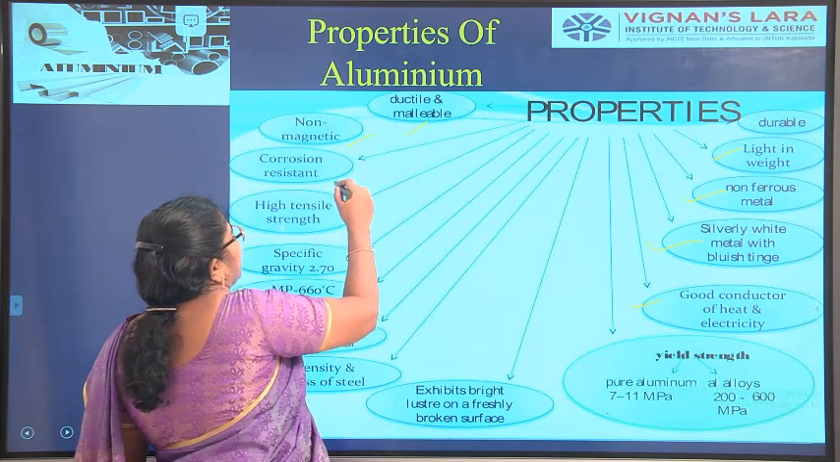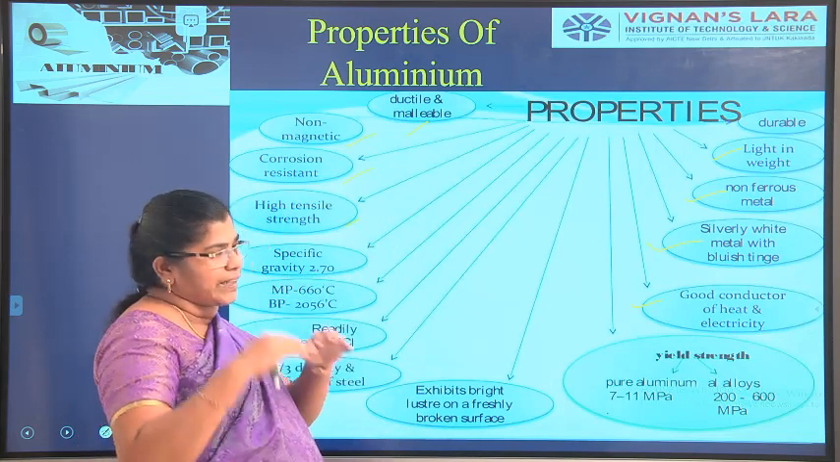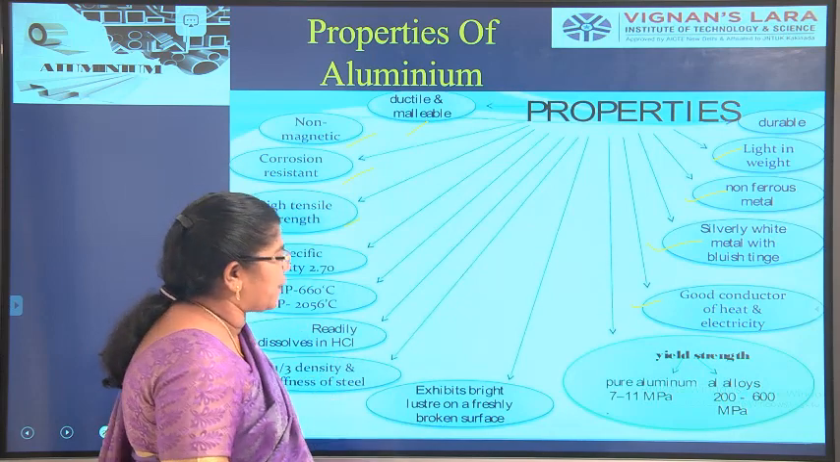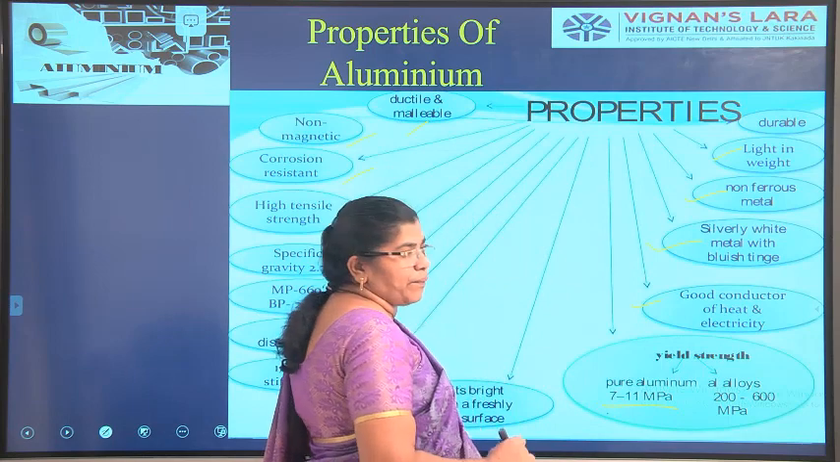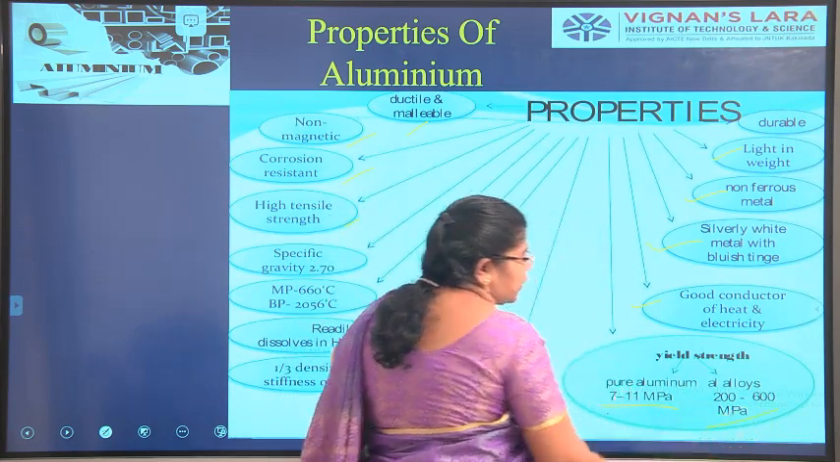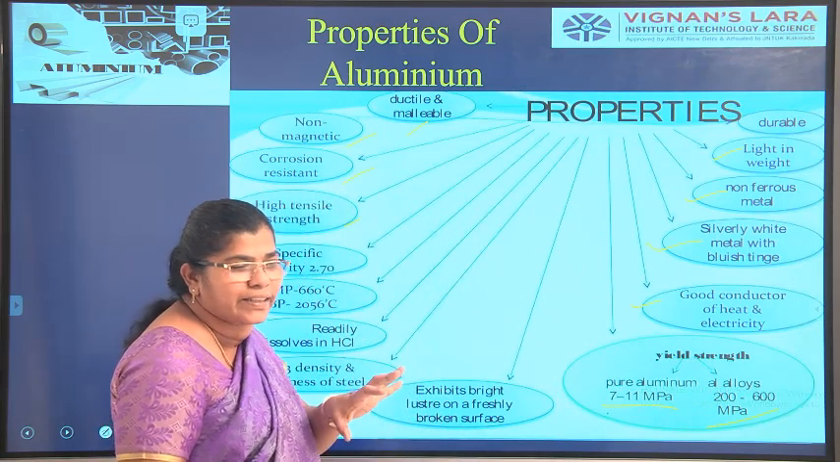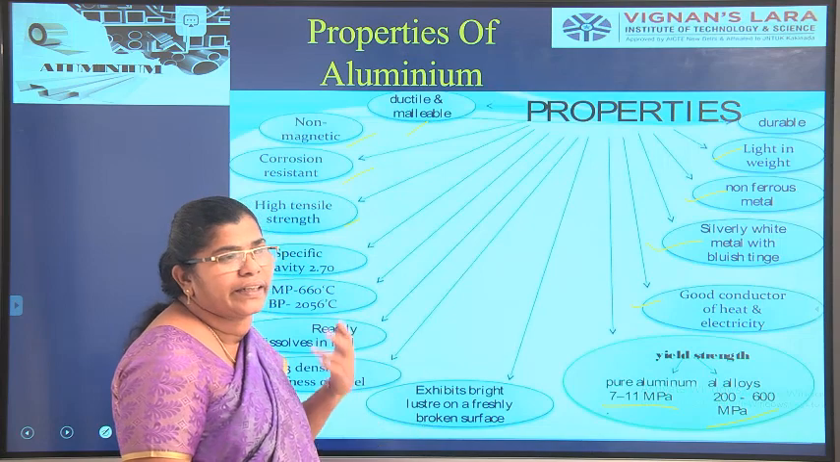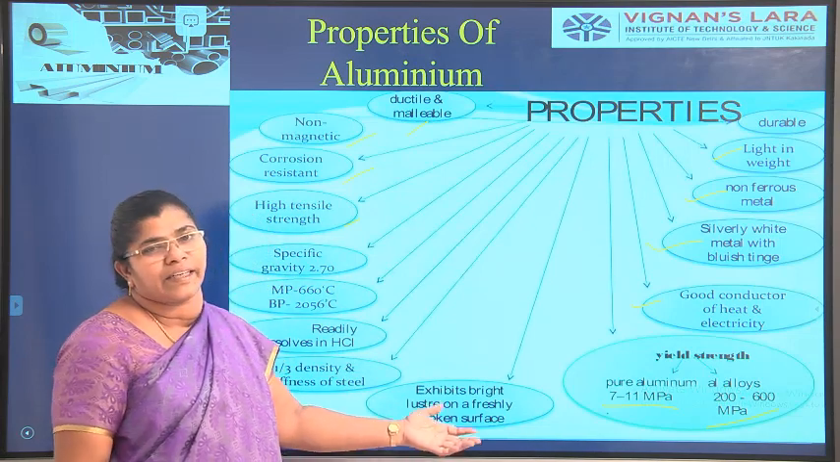It is non-magnetic and corrosion resistant. It has a high tensile strength, but not equal to steel. We can see that the yield strength of pure aluminium is 7 to 11 Newton per mm square. But with alloys, it can be 200 to 600 Newton per mm square. So pure aluminium has less strength, but with alloys, it can have a strength equivalent to even steel. What is the yield strength of steel?